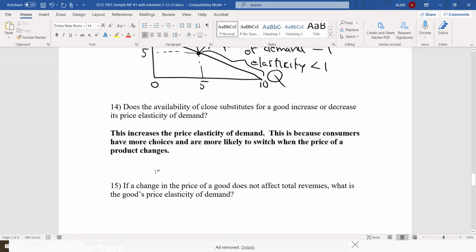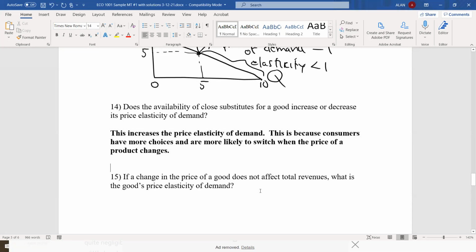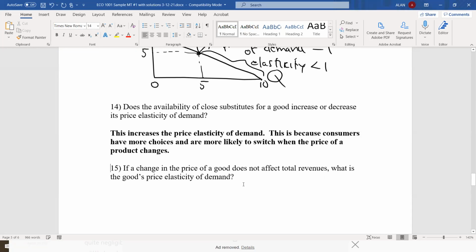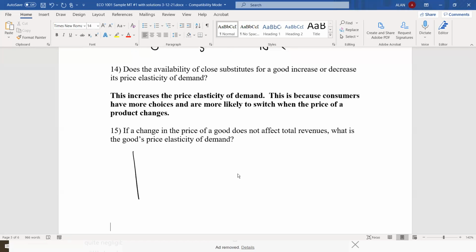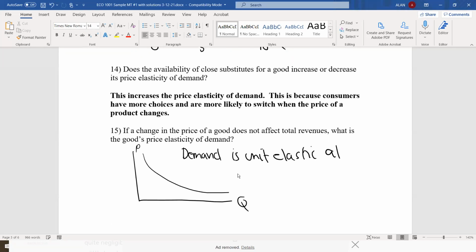All right. Now, if a change in the price of the good does not affect total revenues, what is the good's price elasticity of demand? Okay, that's that really bizarre case, which we saw. Okay, this is the case where the demand is unit elastic along the entire curve. Remember, we said that this is a hyperbolic demand curve, which describes the shape.